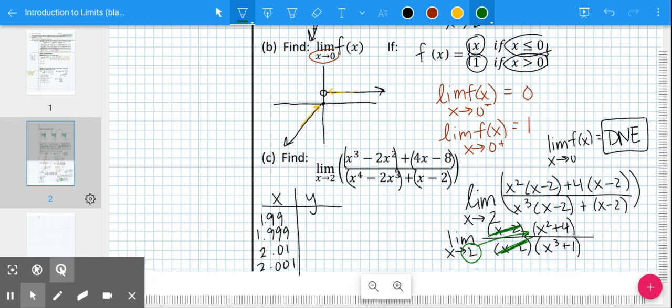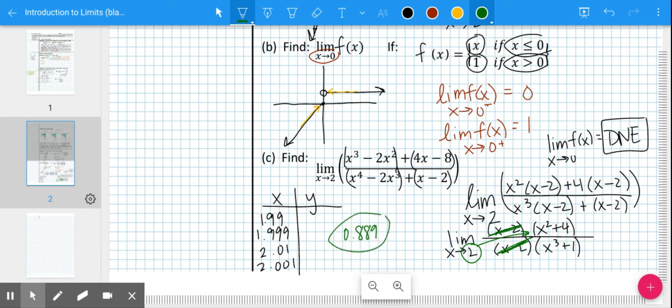From the table, I believe the value you would have gotten was 0.889. If you were doing this in fraction form, I believe the value that you got was 8/9. And you'll notice that that is an equivalent decimal and fraction. So those are the same.